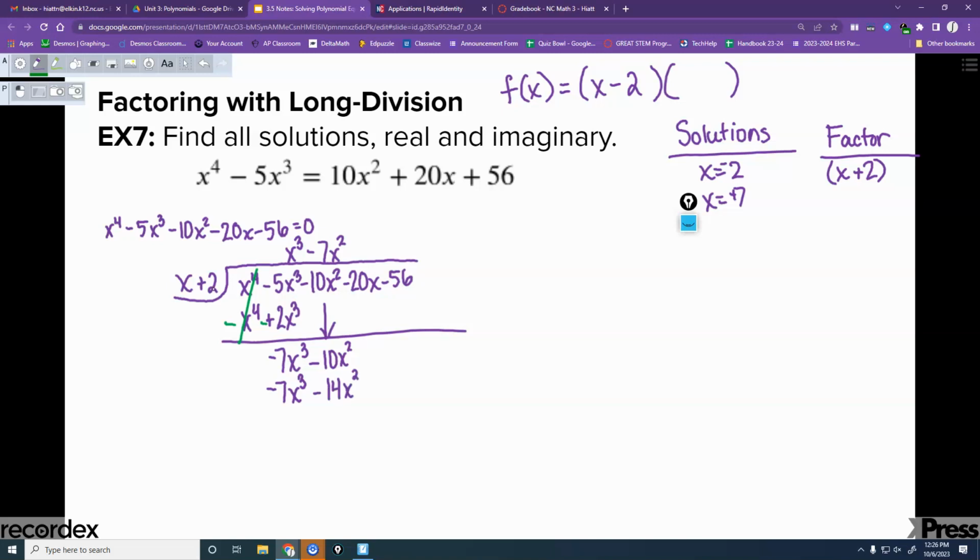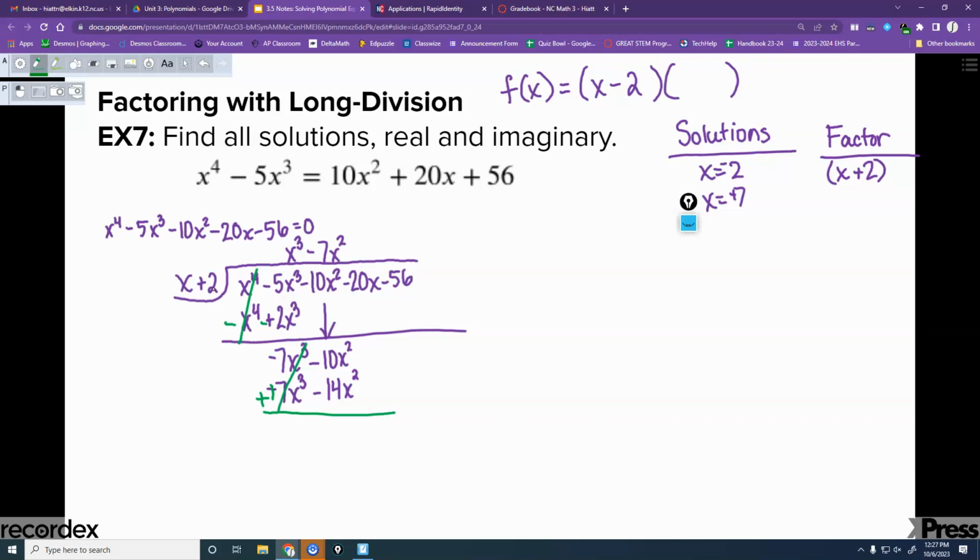I have not subtracted yet. Okay? That was just the multiplying. So what I've got to do now is subtract. So when I subtract here, I'm doing negative 7x cubed minus negative 7x cubed, which makes that positive. A negative 7 and a positive 7 cancel each other out.